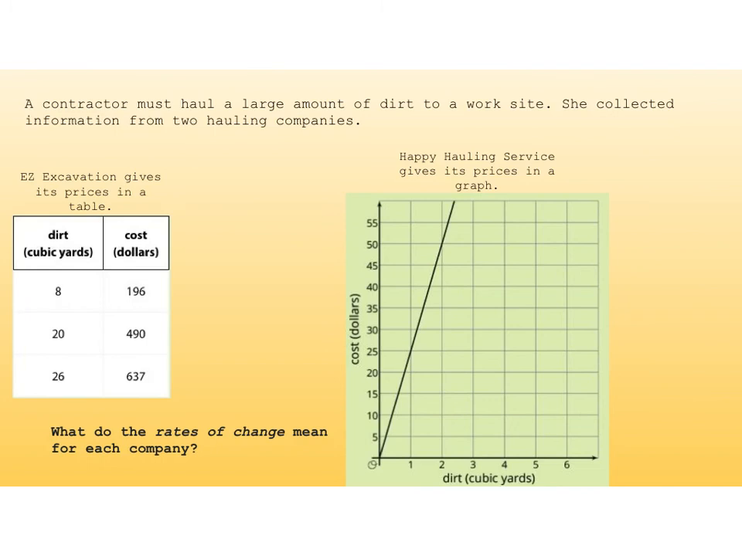Okay. I want you guys to explain to me here, what does the rate of change mean for each company? Each company, okay? We have Easy and Happy. I want to go back. If you guys were doing this, who would you use? Which company would you use to haul your 40 cubic yards of dirt? Which one would be more cost effective? Okay.